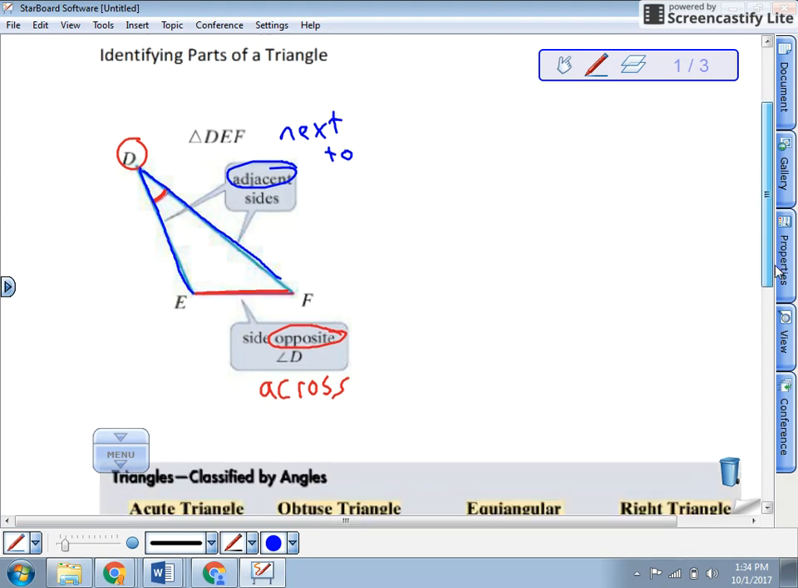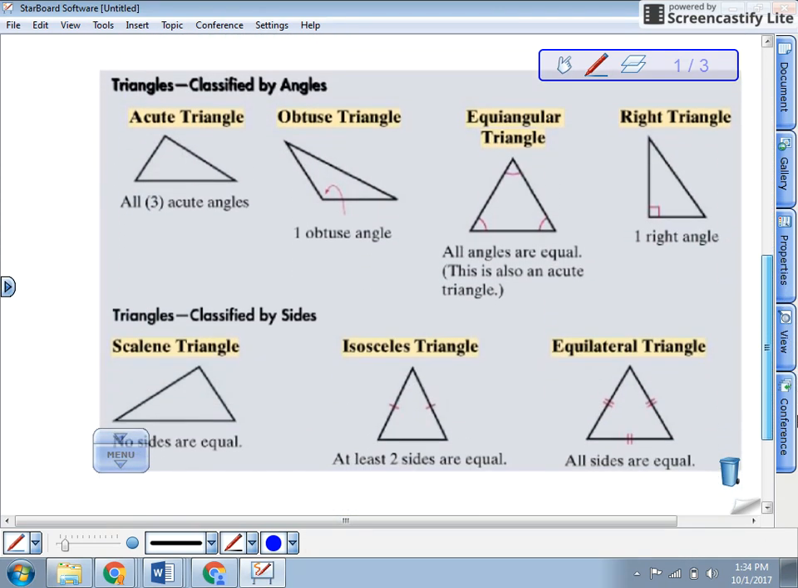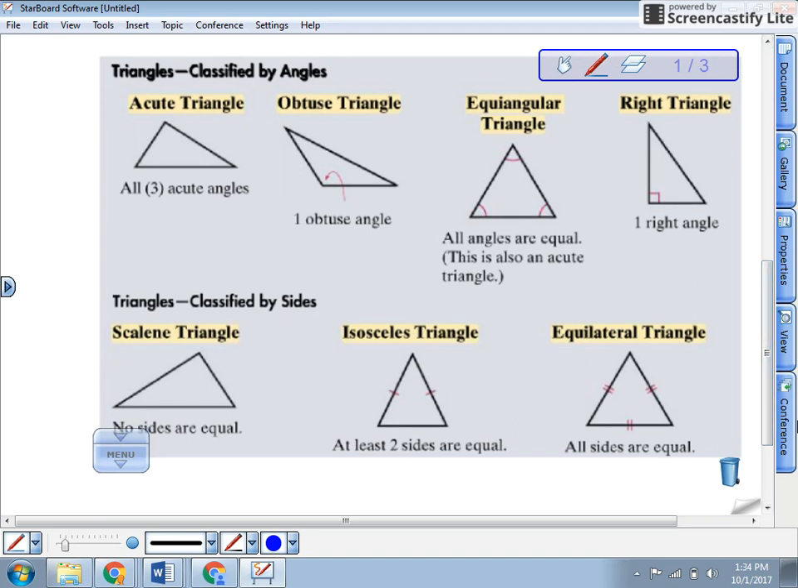The next part we're going to discuss is types of triangles. You guys have seen all this before, but it's worth reviewing just so we're all on the same page. Acute triangle, all three acute angles. Obtuse triangle, you're only going to have one obtuse angle. Equiangular means all the angles are equal. We'll talk about what that measure is going to be. A right triangle has a right angle.